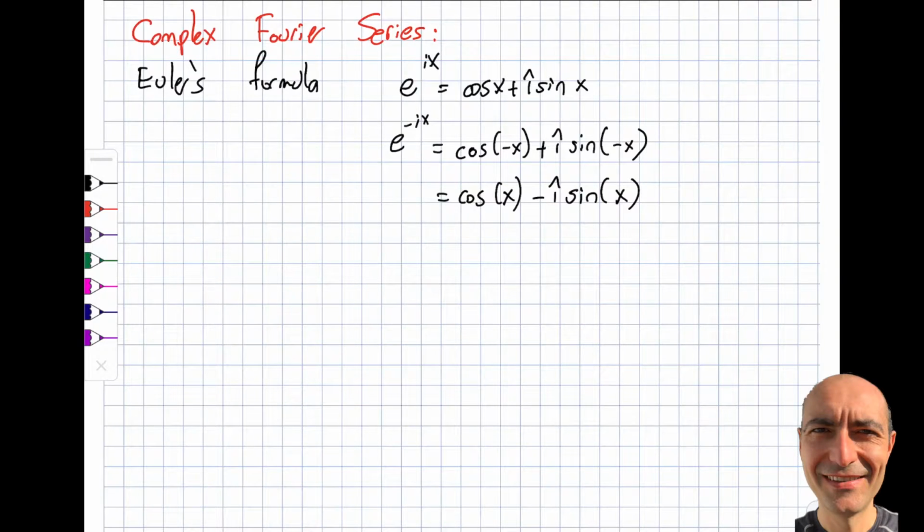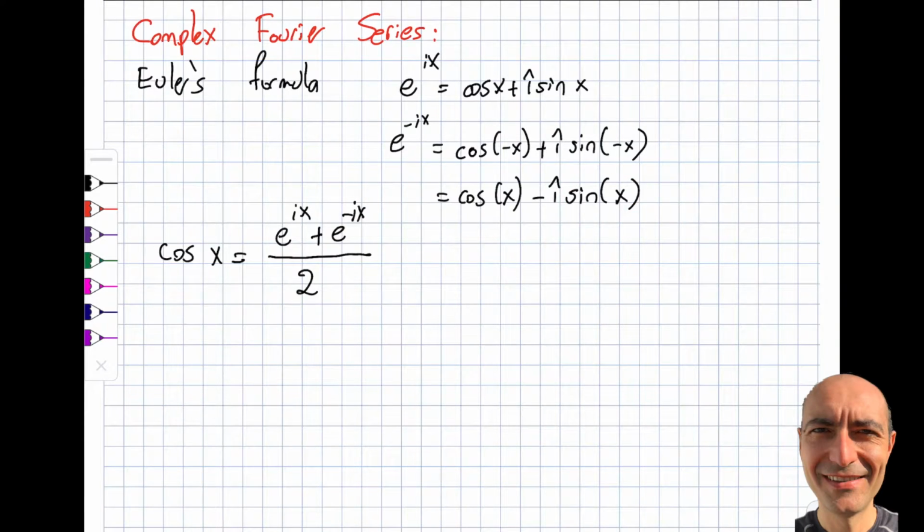Okay, let's actually add this one and this one. What will happen is these two will add up, but these two will cancel each other because one is plus i sine x, the other one is minus i sine x, right? So I can actually use that to express the cosine in this manner. Cosine of x will be equal to e to the ix plus e to the minus ix divided by 2.